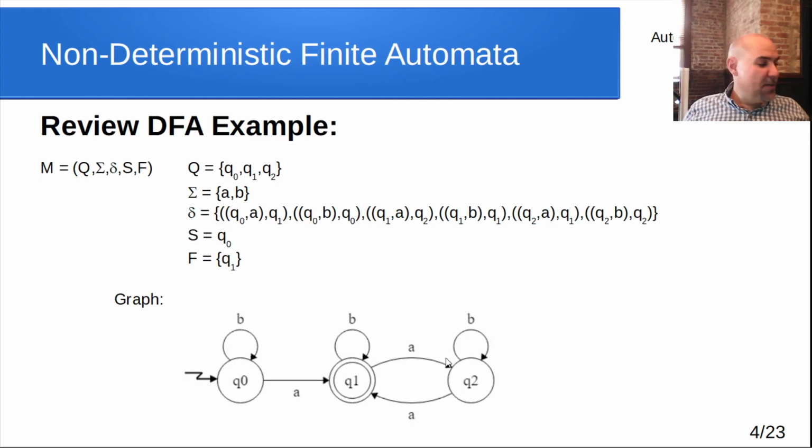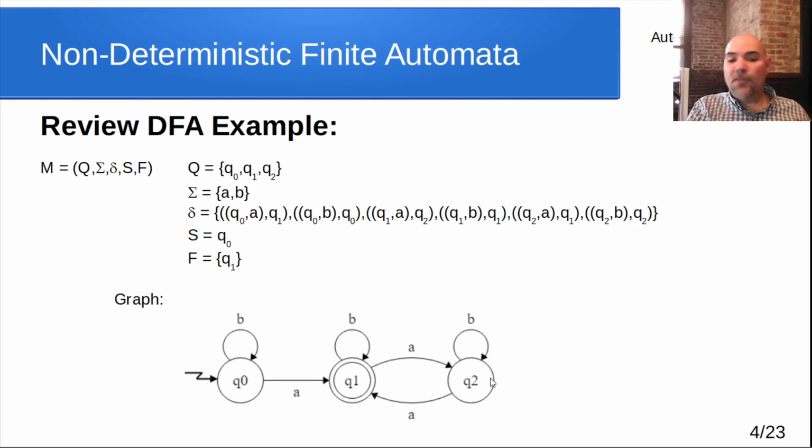Here's the example we had from last time as a quick review. Here's the formal definition of the DFA, and here's the graph of what that looks like, to make it more visual. We've got three states: 0, 1, and 2. In 0 on a B, we stay there. At 0 on an A, we go to 1. 1 on an A, we go to 2. 1 on a B, we stay in 1. 2 on a B, we stay there. 2 on an A, we go back to 0.